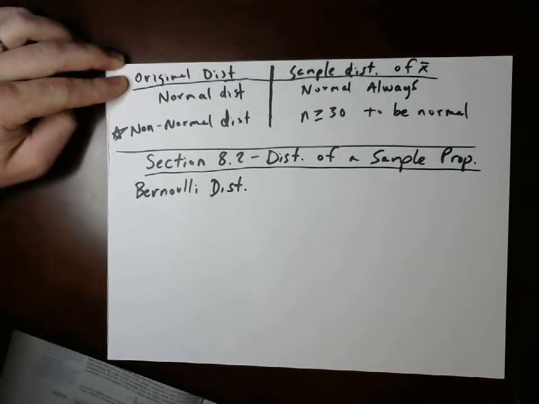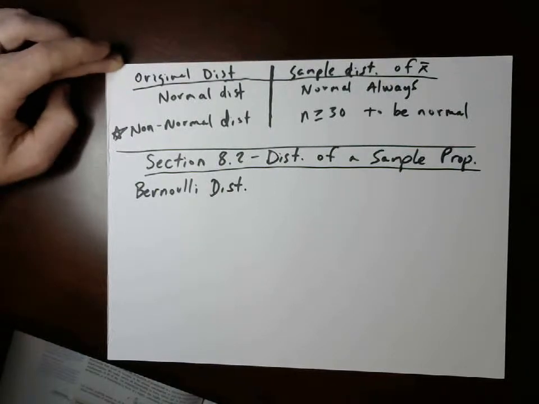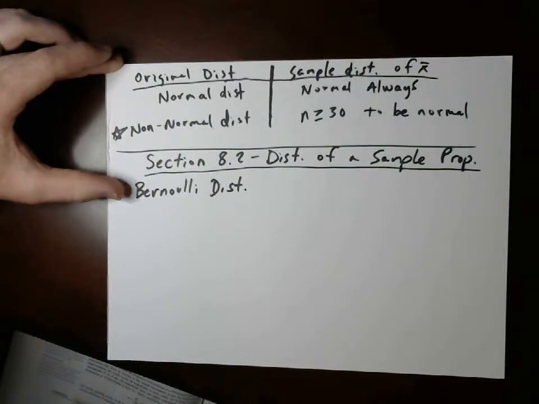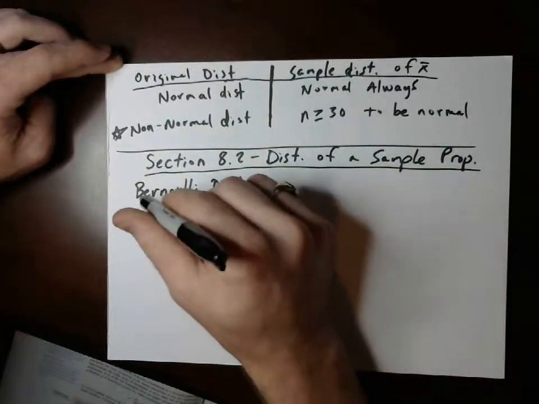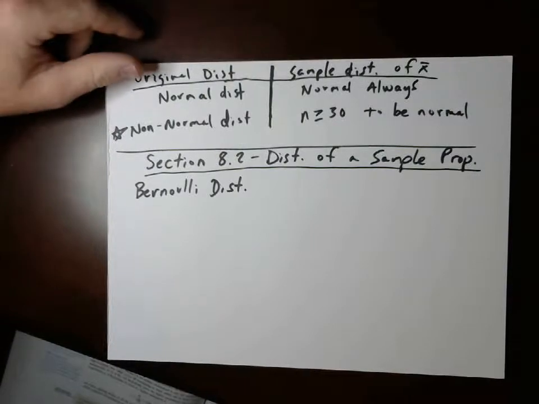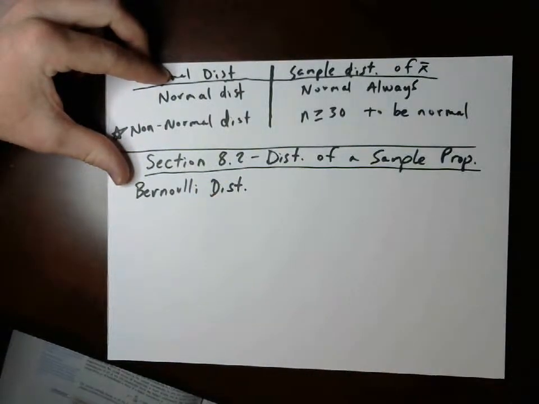Named after, actually, I think it's named after Jacob Bernoulli. There's a bunch of brothers, famous mathematicians from the past. I think the guy that came up with this one was Jacob Bernoulli, one of the more famous brothers. There's several of them, whole family of Bernoullis actually. Anyways, the Bernoulli distribution.